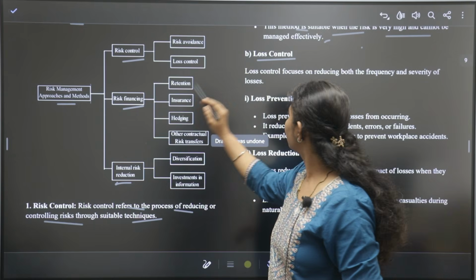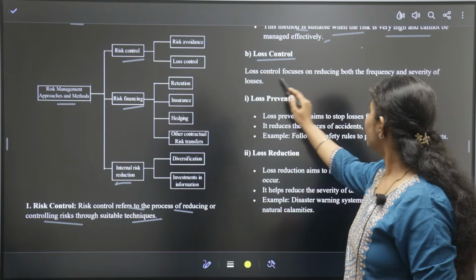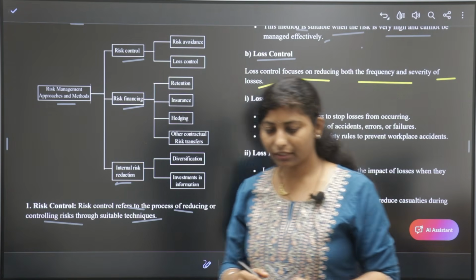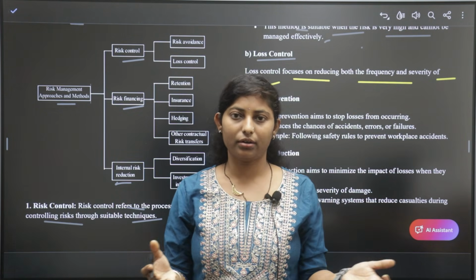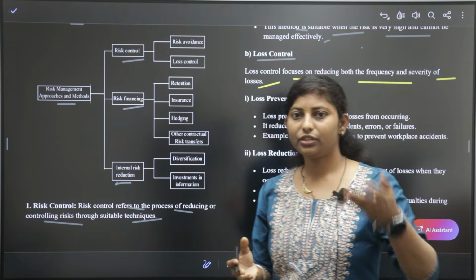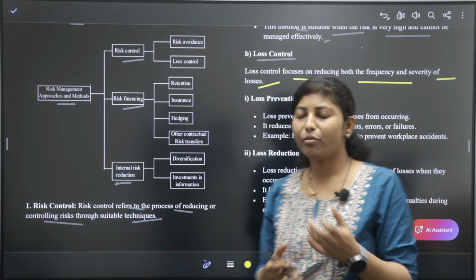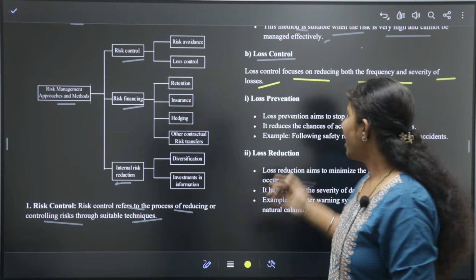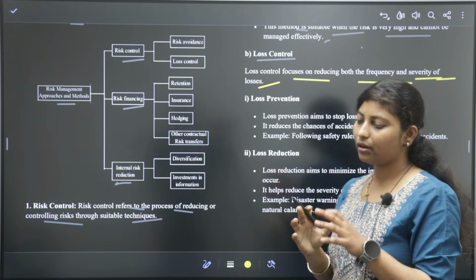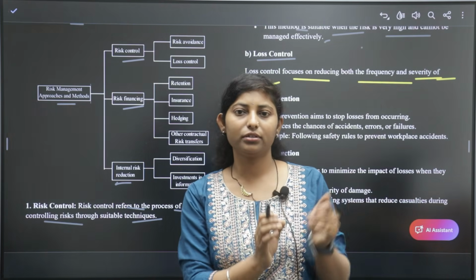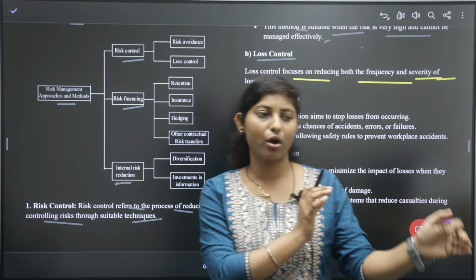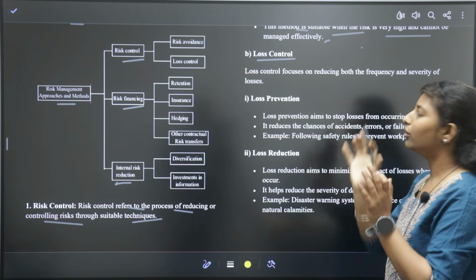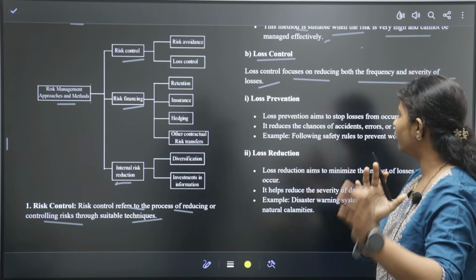Loss control, in risk control, focuses on reducing both the frequency and severity of losses. Frequency is how many times the risk is going to occur, again and again, until you reach your goal or objective. Severity is how much loss, how much expense, is going to occur until you finish the target. So we can control both the frequency and the severity of losses.